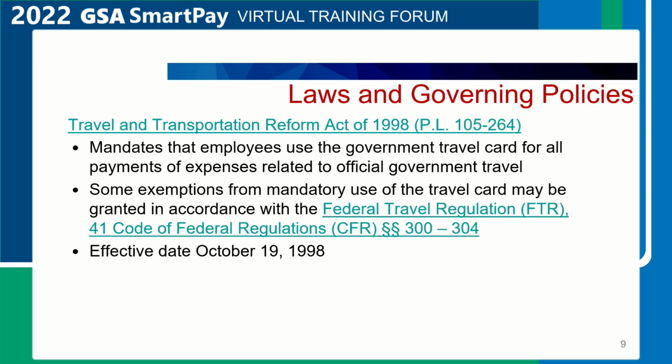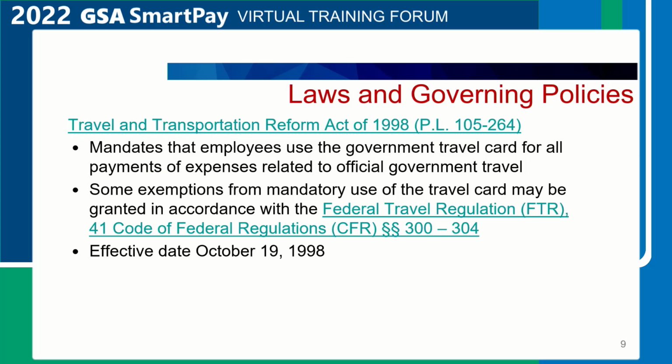Travel and Transportation Reform Act of 1988, or Public Law 105-264. This law has been in place since GSA SmartPay 1, and some of you might be familiar with it. The law mandates the use of the government charge card when paying for travel or travel-related expenses. There are exceptions to the law which can be found in the FTR, but they are very limited.